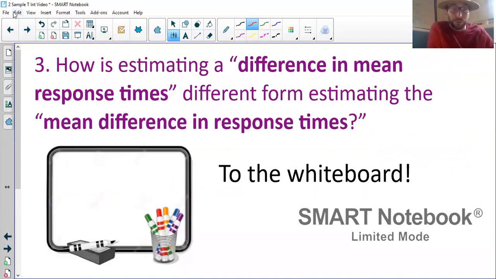Difference in means versus mean difference. That's a really, really big deal. This is a more conceptual idea, but this is also something we could avoid by copying the wording out of the context. So to finish up this video, I'm going to hop over to the whiteboard and then we'll call it. Tomorrow you've got 2 sample T tests, and then we're getting close here, wrapping up the new stuff, and this will all become review. Nonetheless, here's the deal.